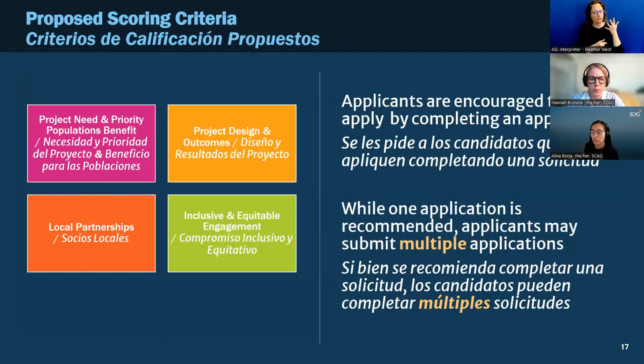There are currently 4 areas of proposed scoring criteria, including project need and benefit to priority populations, project design and outcomes, local partnerships, and inclusive and equitable engagement. We also want to clarify that while one application is recommended, applicants may submit multiple applications.